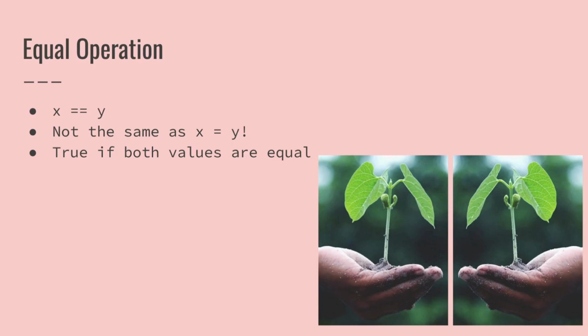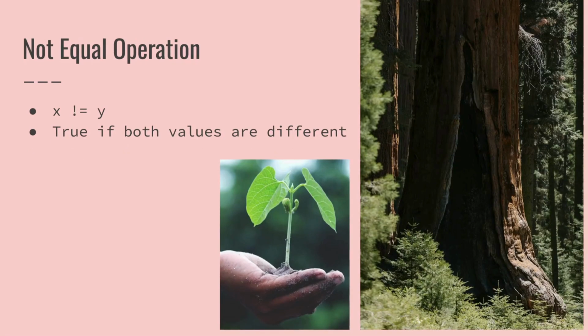And now, the inverse of the equal operation is the not equal operation. For this example, we will use x not equal to y. This operation returns true only if x and y have different values, otherwise it is false.